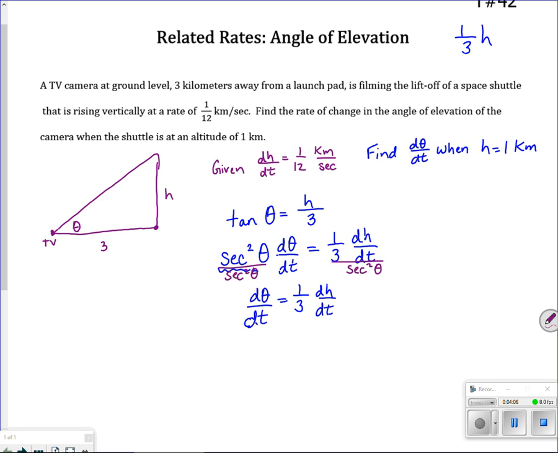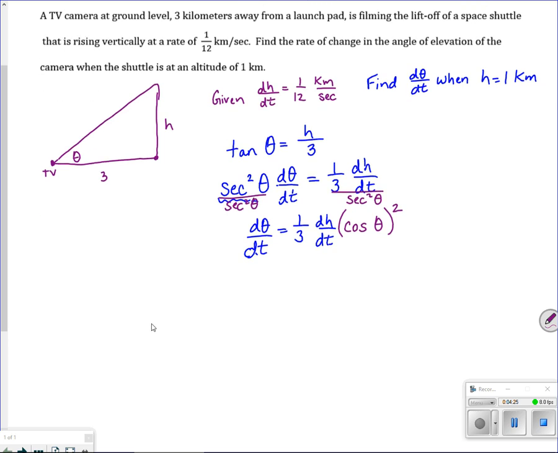And if I have secant squared in the denominator, isn't that like having cosine squared in the numerator? So I could say d theta/dt is 1/3 dh/dt times the cosine of theta squared. Now let's start filling in. Well, d theta/dt is what I'm looking for, so it's okay that I don't have that.